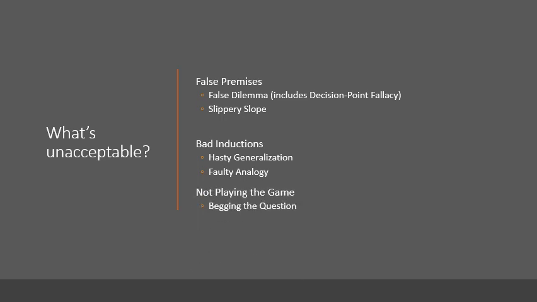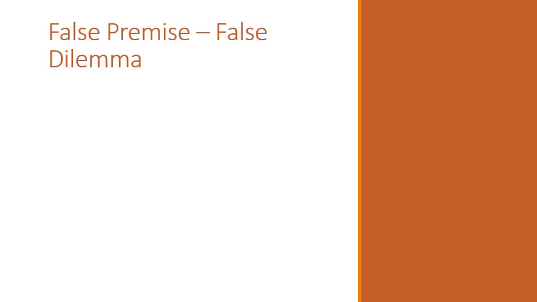Okay, the final category here, and it's hard to put a name on it, is whatever category begging the question falls under. The best way that I can describe the problem with begging the question is that it's not playing the game correctly. A begging the question argument is essentially arguing in a circle, and that's not what we want from an argument. We don't want an argument that goes in a circle. We want an argument that provides evidence for a conclusion. So we'll talk about all these briefly in turn, and we'll start with the false premises.